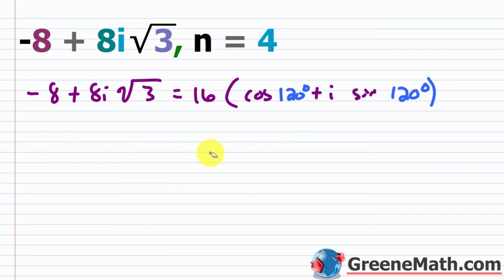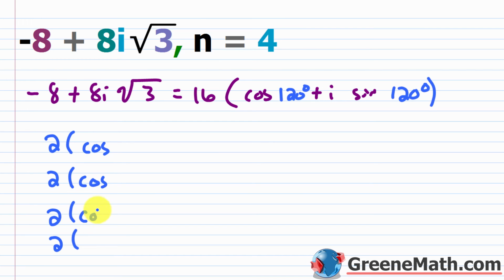All right, so from here, I need to get the four fourth roots. So in each case, I'm going to take the 4th root of 16, right? Because again, it's the nth root of r. So n is 4, r is 16. So the 4th root of 16 is 2, right? Because 2 to the 4th power is 16. So I'm going to put 2, 2, 2, and 2, okay? Let's go ahead and set this up in each way. So cosine, cosine, cosine, and then cosine, okay?